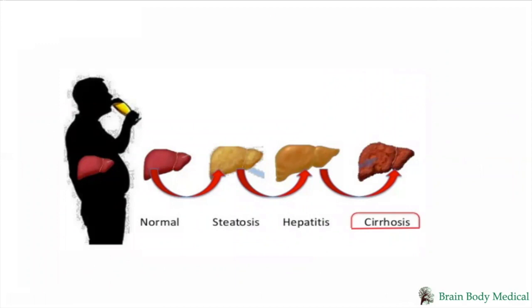This is a picture of a gentleman drinking alcohol. It shows that a normal liver can progress to having a fatty liver, also called steatosis, which then progresses to hepatitis and then to cirrhosis. This picture is not entirely accurate, which is what we'll discuss shortly.